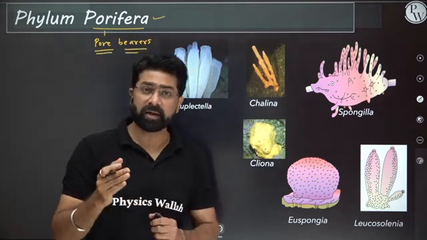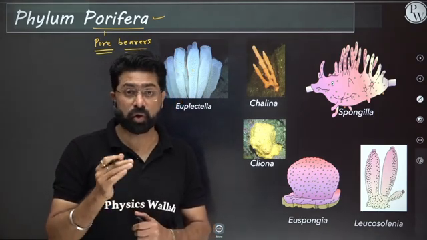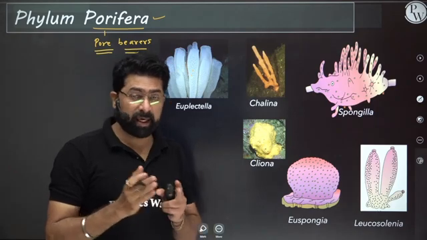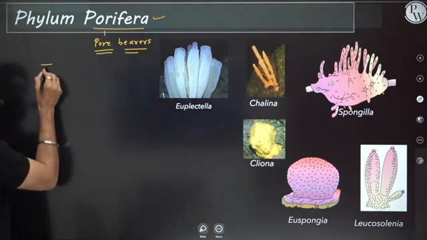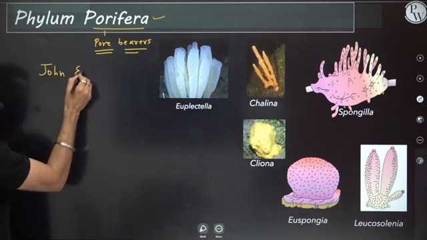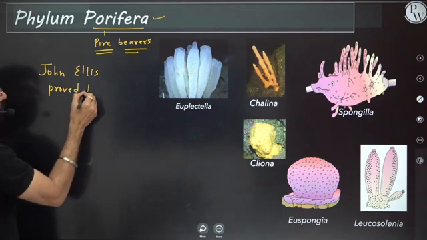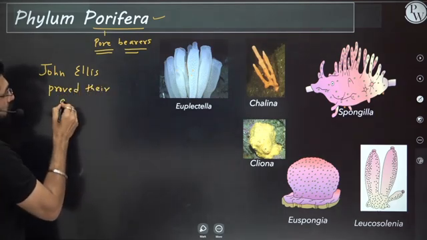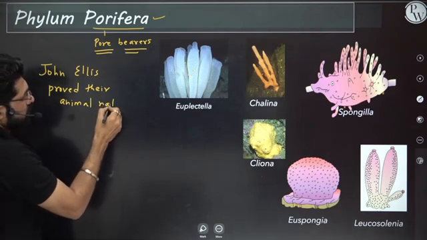Interestingly, they were earlier considered as plants. So scientist John Ellis proved their animal nature. Very important. This is not required more in your course, but a little bit you should know about.